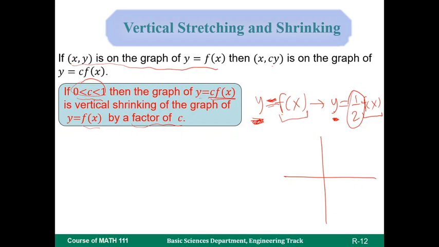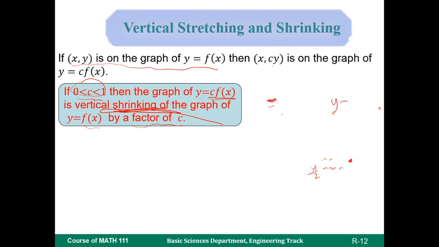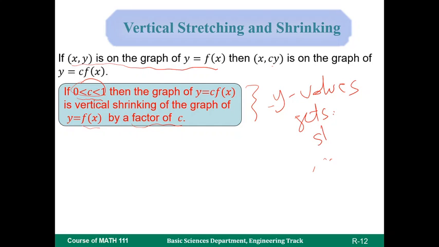Now it's like if (x, y) is here, then the new point should be somewhere here. So if it was f of x here, now f of x over 2 is here. So it becomes shorter. So it's a vertical shrinking. Y values get shrunk.